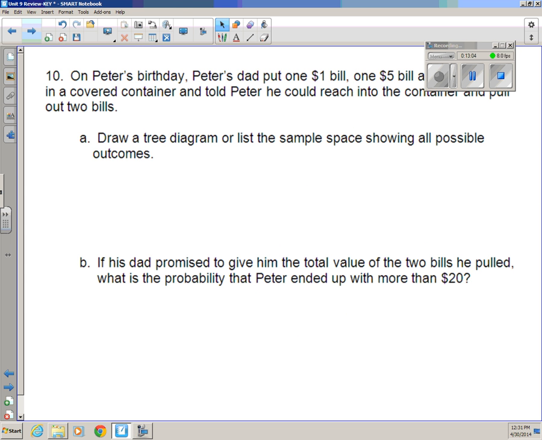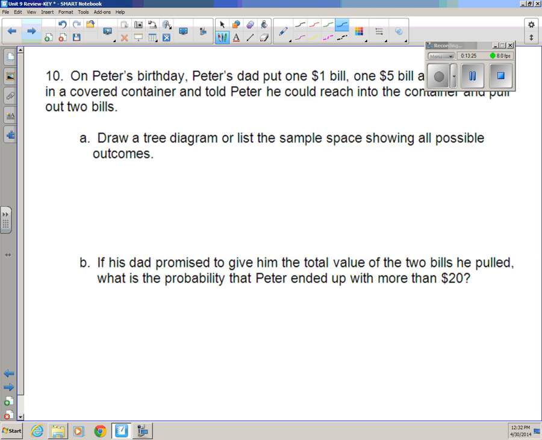On Peter's birthday, his dad puts a $1 bill, a $5 bill, and a $20 bill into a covered container, and tells Peter you can reach in and get out 2 bills. You're reaching in once, and then you're reaching in again. You're not putting the 1 bill back. That'd be silly. So it's out without replacement. Draw a tree diagram or list the sample space. I'm going to go for the tree diagram.